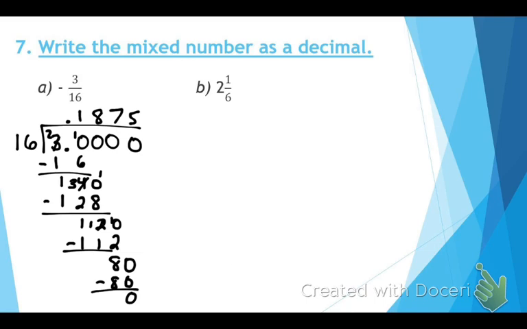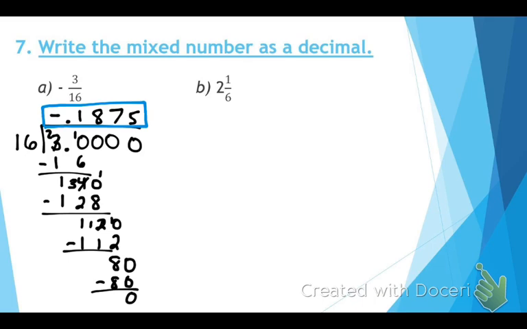Let's go back to the original problem. It said negative 3/16. So what is my answer? Negative 0.1875. Thank you for remembering the answer has to be a negative. Because we started off with a negative, it has to end with a negative. All right, let's go on to the next one.